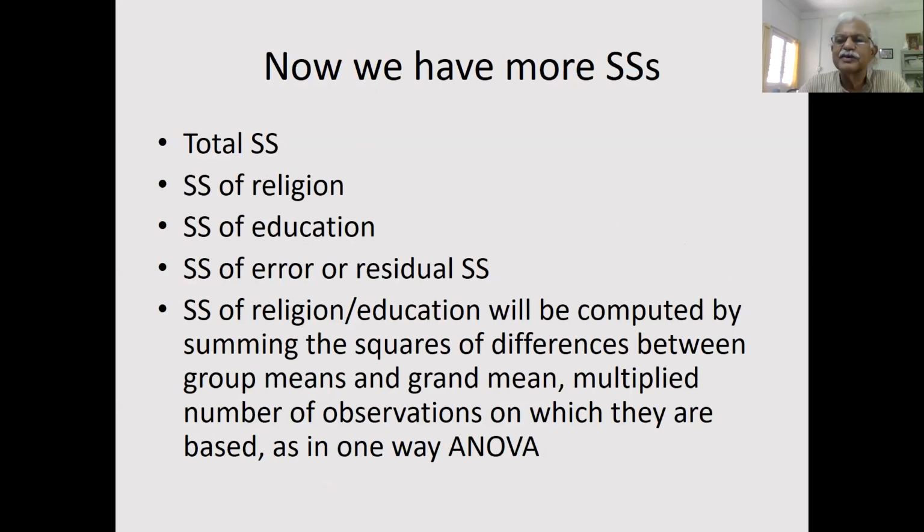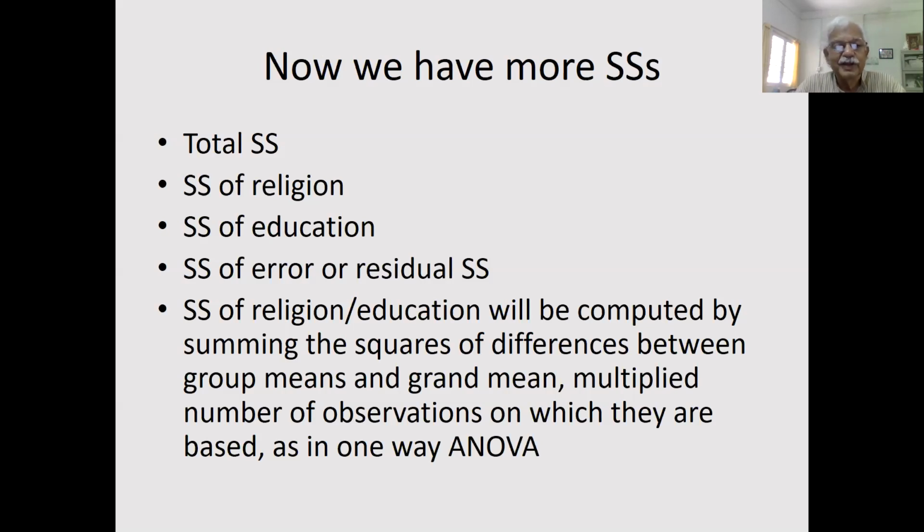The method is the same as that of one-way analysis of variance. We compute the total sum of squares, the sum of squares of religion, the sum of squares of education, and the sum of squares of the error term or the residual. The term error in statistics stands for a number of things. It stands for measurement errors, it stands for sampling fluctuations, it stands for those independent variables which should have been considered in the model, but because of parsimony or other reasons, lack of data, we have not considered.